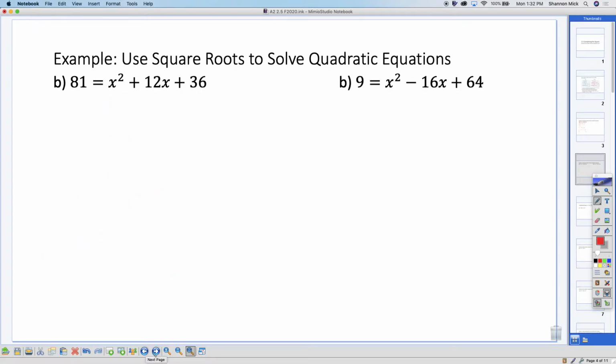Okay, so it says use the square root. If it's telling me to use the square root, then it probably is, yes? So over here, I have x squared plus 12x plus 36. Factors of 36 that add to 12: 6 and 6. So is it a perfect square trinomial? Yes. So x plus 6 squared equals 81. Then what? Take the square root of it.